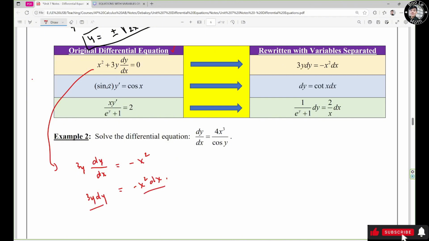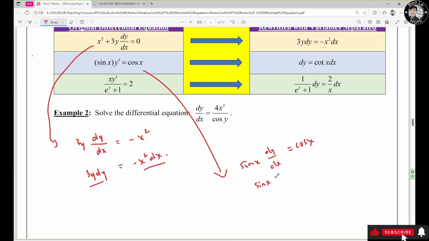Now, number 2 right here, sine s times y prime, which means sine s times dy over ds equals cosine s. Now you need to multiply both sides by ds, so I get sine s dy equals cosine s ds. Then divide both sides by sine s, so dy equals cosine s divided by sine s ds. But cosine divided by sine is cotangent s, ds. That's why you get this one right here.